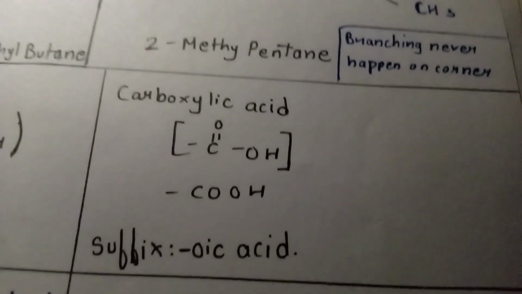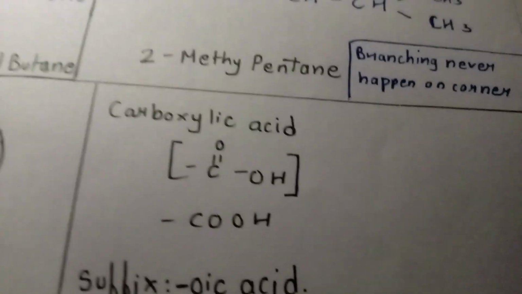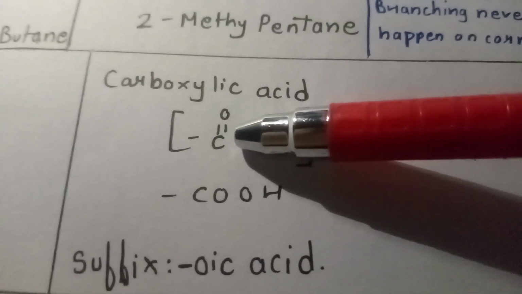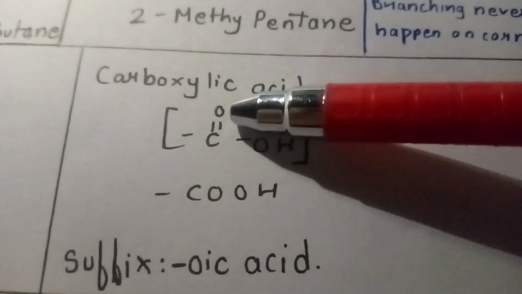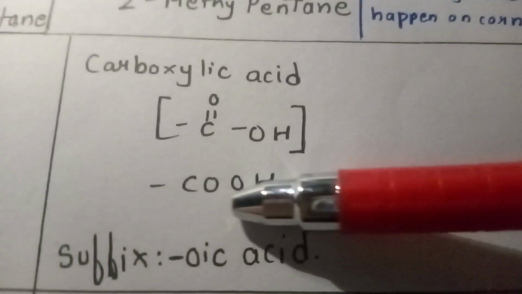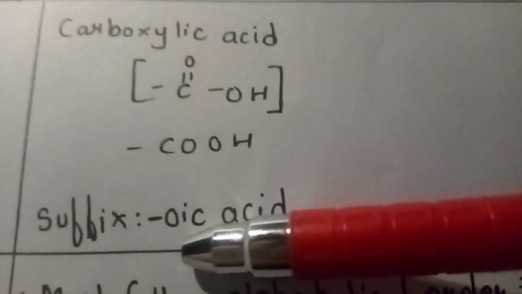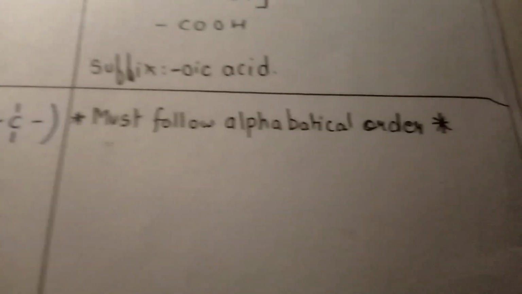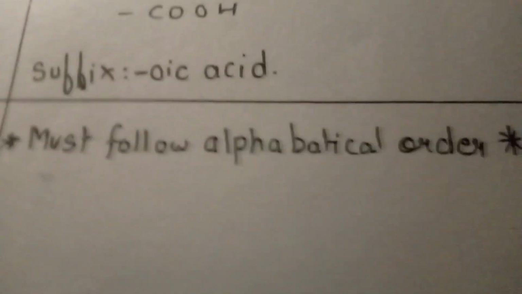Next up is carboxylic acid, which has four carbon bonds: a double bond to oxygen and one to OH, and it can be written as C double bond O, OH. The suffix is oic acid. The important part is that we must follow alphabetical order.